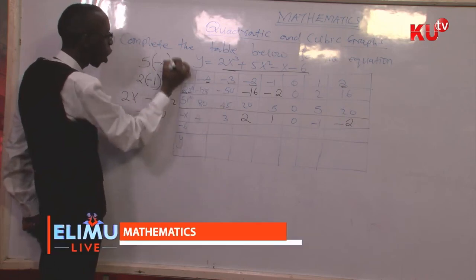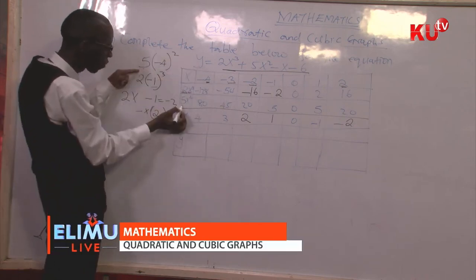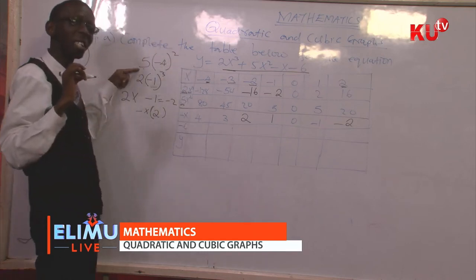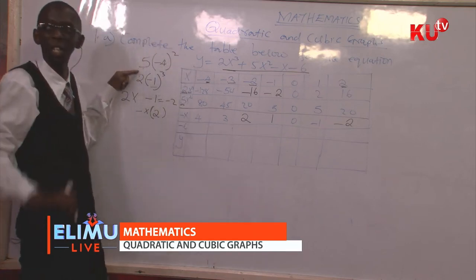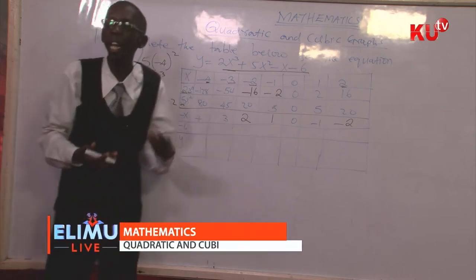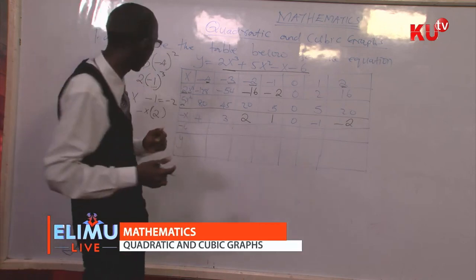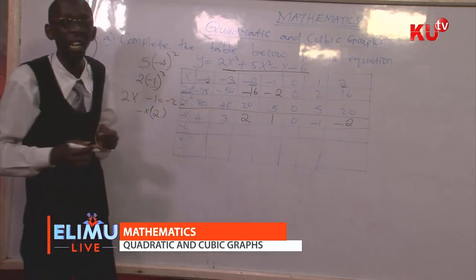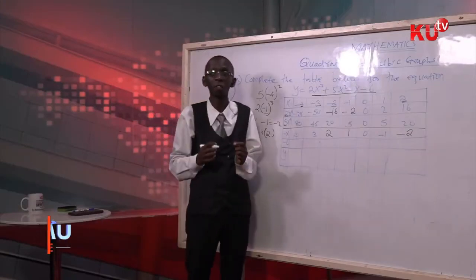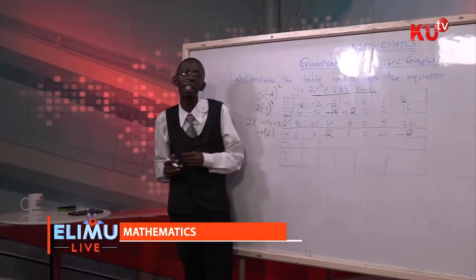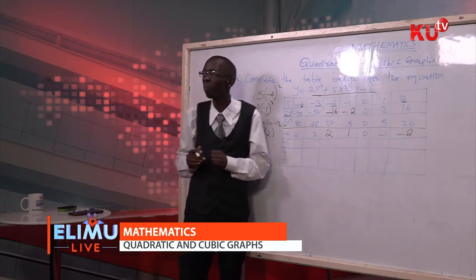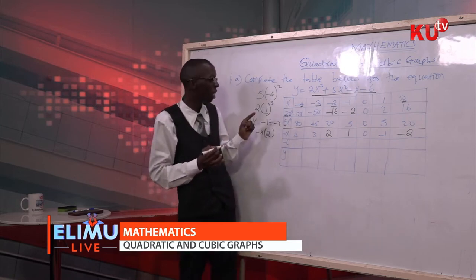The same as this, 5x squared, when x is negative 4, negative 4 squared, 5 into bracket negative 4. I'm insisting that you should write it into bracket, because if you square negative when not in bracket, then you are going to get a negative value. And we know very well that negative times negative, or negative squared, is positive.